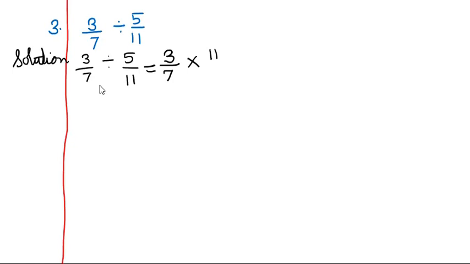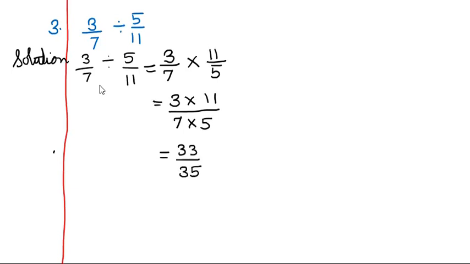Now we will multiply numerator with the numerator and denominator with denominator. That is equal to 3 11s are 33 and 7 5s are 35. Therefore, 3 upon 7 divided by 5 upon 11 is equal to 33 upon 35. So here this is the solution to sum number 3.